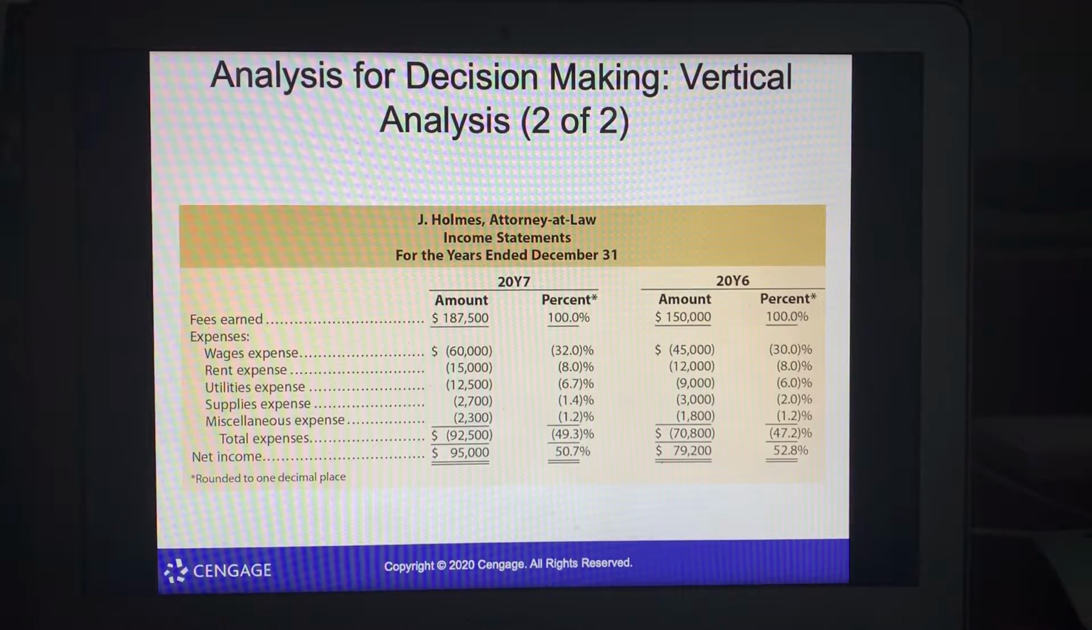Let's see what else went up. Our wages increased, our rent increased, our utilities increased, our supplies decreased because it went from 3,000 to 2,700, and then our miscellaneous expense went up. So then our total expenses did increase, about 3%, almost 3%. And then our net income also increased about 3% as well.